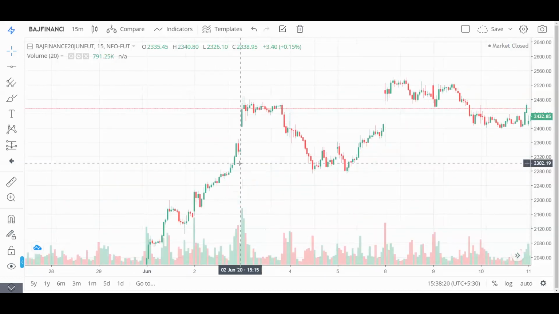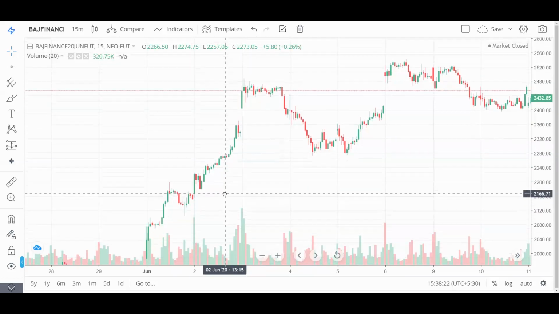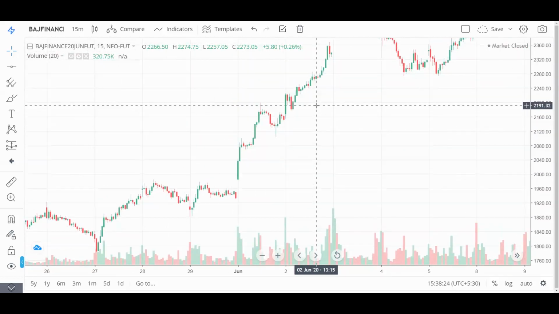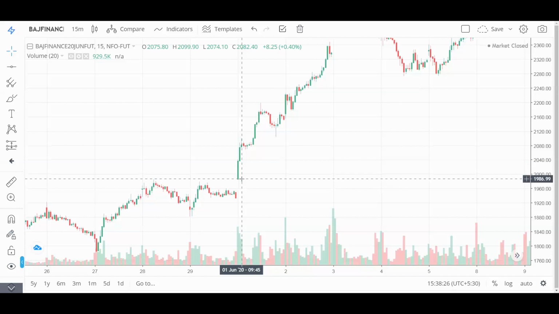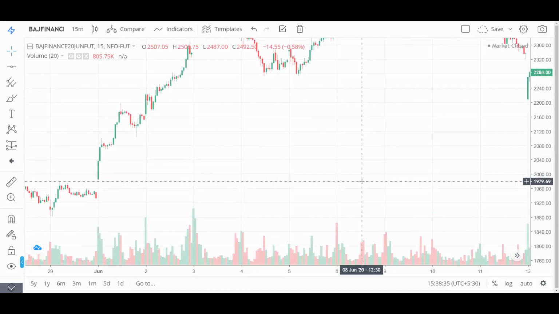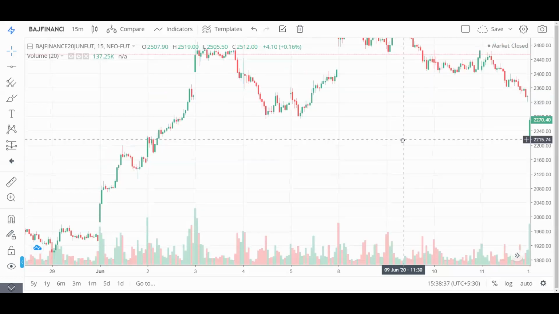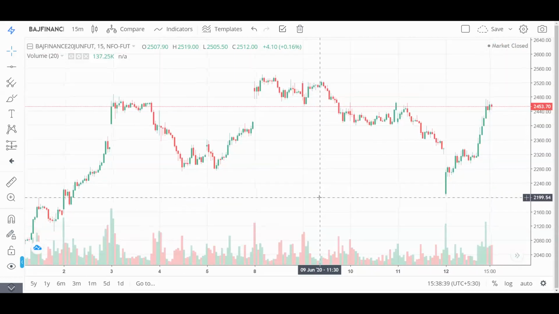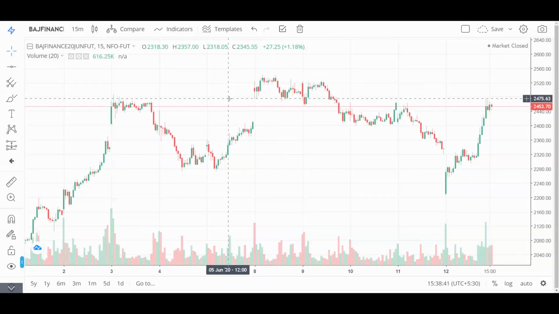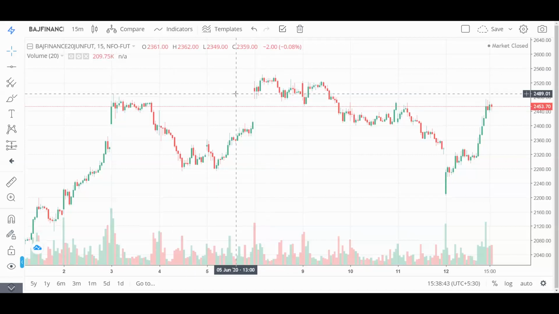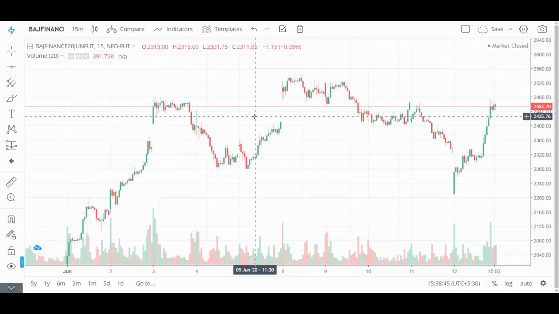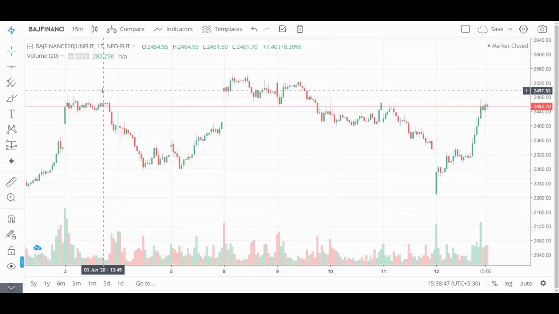So you can see here, before the beginning of June, Bajaj Finance was trading below 2000, and within a week it has given a very good movement. It has crossed around up to 500 points. Within a week it has moved 500 points. So this is the high price as of now for Bajaj Finance.